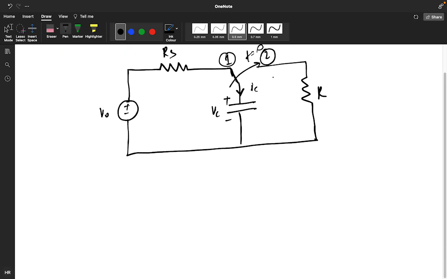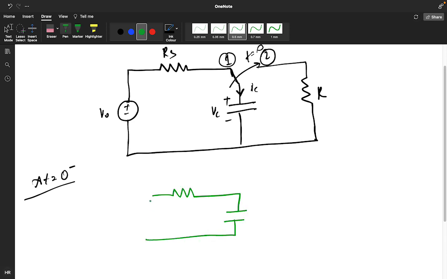So guys, what will be the figure of this circuit at t equals 0 minus? At t equals 0 minus, before closing the circuit to the switch 2, what will the figure be? The figure will be like this. Right? Before moving to position 2, the figure will be like this.